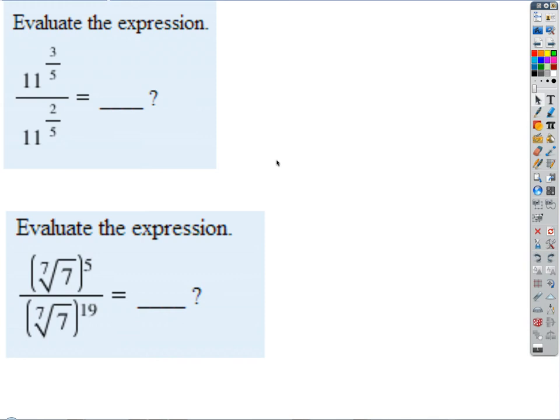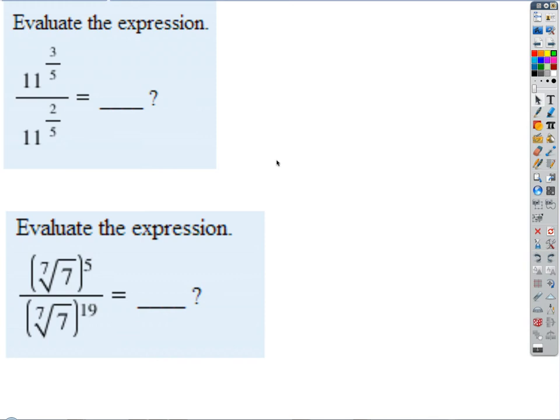Now, remember what our rule is for dividing like bases. And would you agree we have like bases? What's the base? 11. Okay, both of these powers have base 11. So when we divide like bases, what do we do to the exponents? Subtract. And we always said that we want to keep the bases where they have the most power.